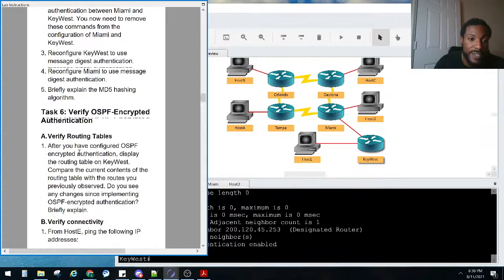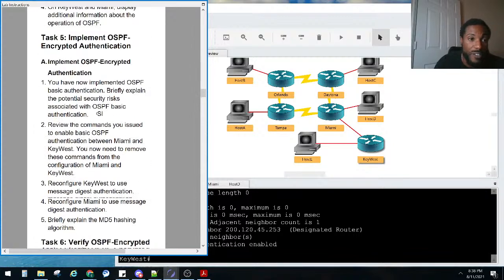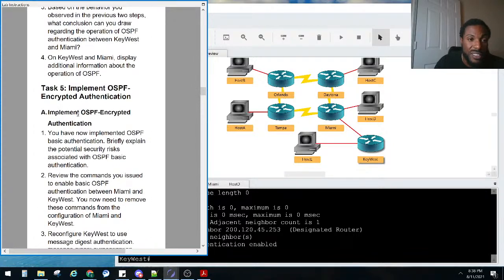So task 5 is the final task, and I guess we can move on to the next one, right? No, task 6 is the final task. Verify. Implement OSPF encrypted authentication. You have now implemented OSPF basic authentication. Briefly explain the potential risks.